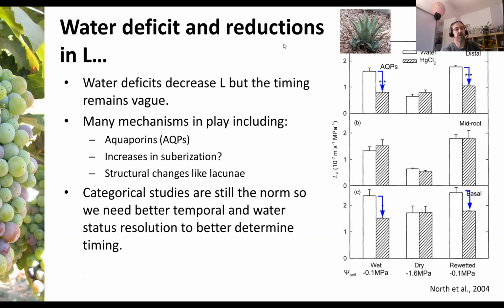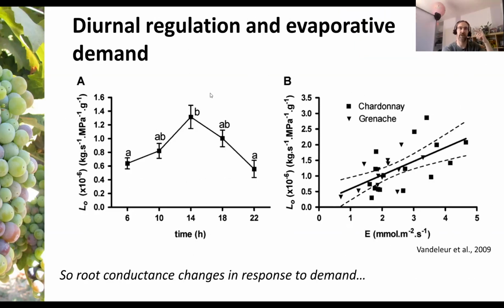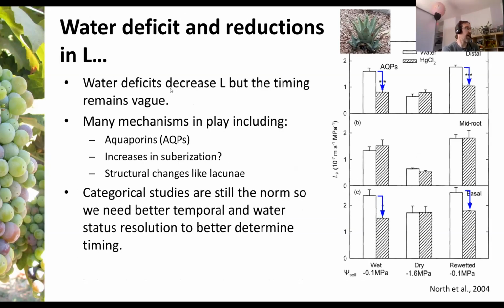So turning to water deficits. Traditionally, water deficits always result in the long term in a reduction in root hydraulic conductance. But going back to this idea that this is a really dynamic thing coordinating with aboveground gas exchange, the timing of what goes on during water deficit and root hydraulic conductivity is pretty vague. I think that's mainly because, going to the third point here, most studies are categorical.